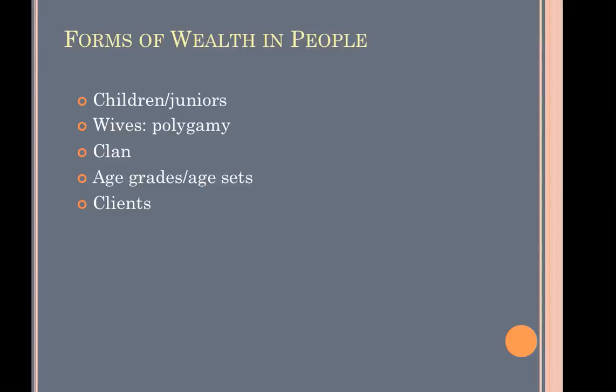Clients. Now, this is a more unique feature, and I think it's one of the easiest ways to grasp wealth in people. If there is a prominent person in a particular area, somebody who controls really good farmland, someone who has a lot of cows, who actually has a lot of wealth through trade or something else, they can attach poorer people, more marginal people to them through what we call clientship, or a patron-client relationship. That richer person, the patron, gives the client something of high value.